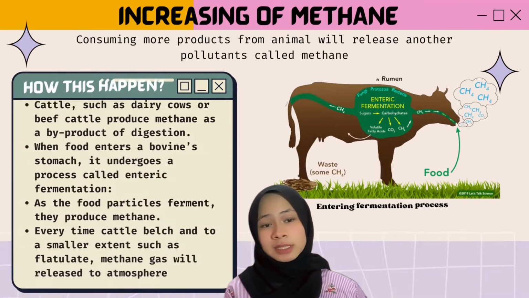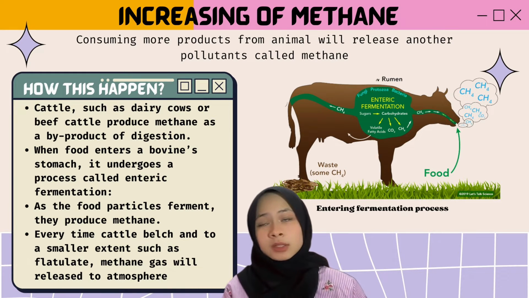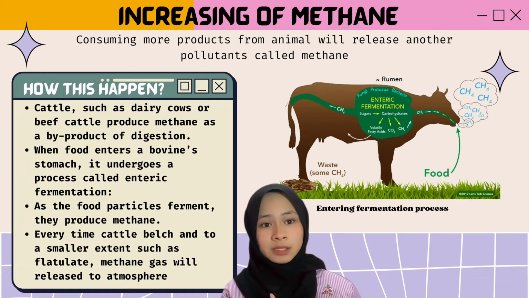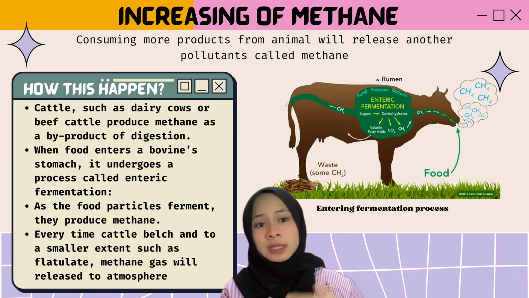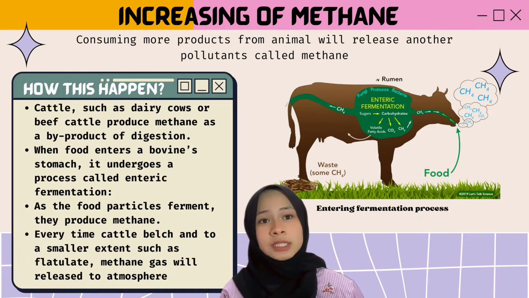Another human activity that can cause climate change is the increase of methane. Nowadays, when people consume more animal products, it releases another pollutant called methane. How does this happen? Cattle such as dairy cows or beef cattle produce methane as a byproduct of digestion. When food enters a bovine stomach, it undergoes a process called enteric fermentation. This diagram shows how the enteric fermentation process occurs. As the food particles ferment, they produce methane.